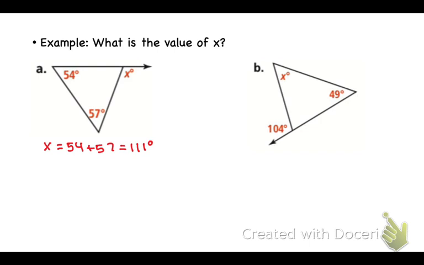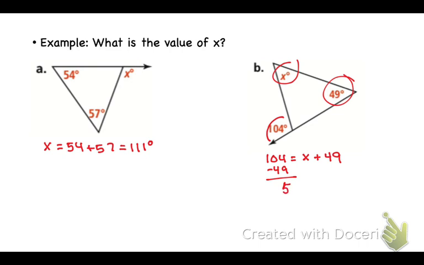Now the next one, how are we going to find x? We're going to subtract. We're going to set up our problem. So 104 equals what? x plus 49, correct? Yeah. Because 104 is the exterior angle, so it's the sum of these angles. So then I would subtract 49.